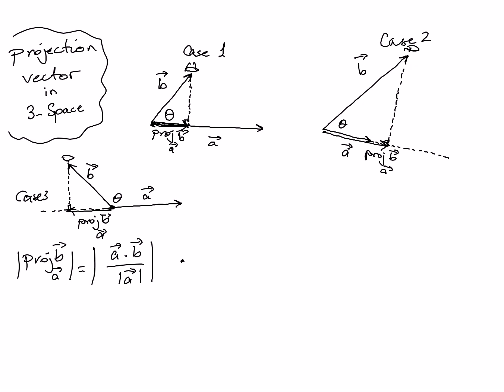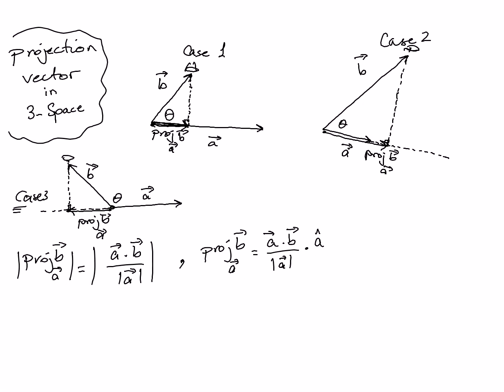If we're interested in the projection vector itself, we need a direction. So we're going to write the formula now without an absolute value, because we're interested in that negative sign to show in case the projection is in the opposite direction to vector A, like in case 3. And then we need to multiply it by the unit vector of A just to give it the direction.